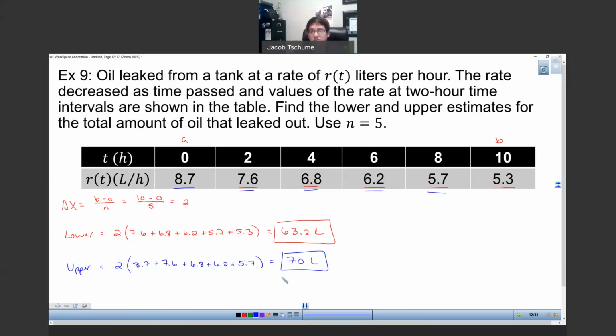That ends the video for section 5.1. Like I said a little bit earlier, in the next section, we're going to see some of this stuff again, but we're going to also learn how to work out some of those definitions of area under a curve. See you in the next video.